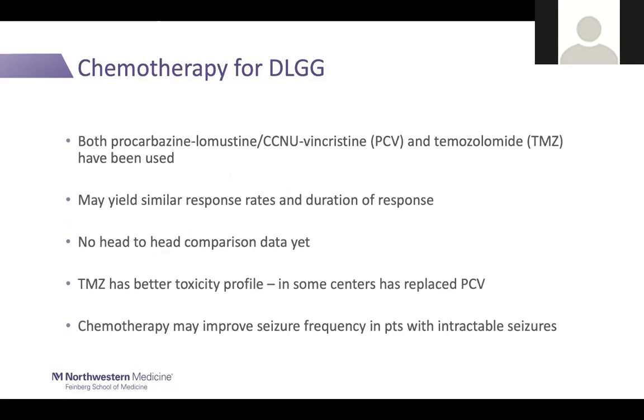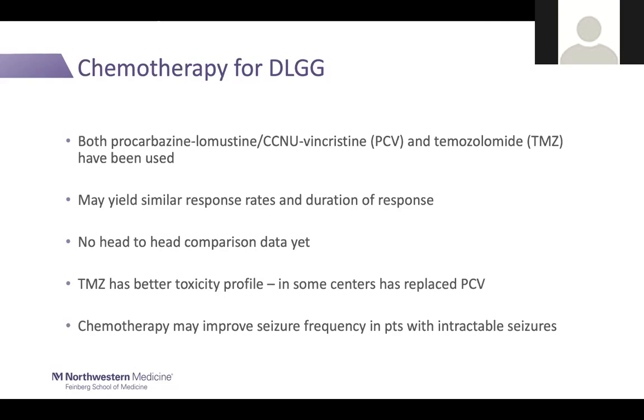Chemotherapy is also an important aspect of management for these gliomas. There are different regimens that are used. One is the one that we have a lot of good evidence for. We'll talk a little bit about that. Another regimen we think is just as effective, but we don't have the final information yet because we don't have a head-to-head comparison between two of these regimens.